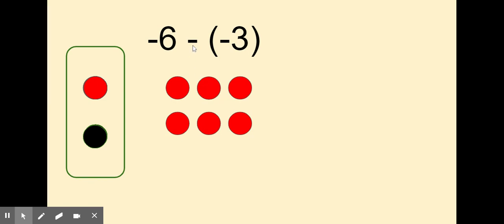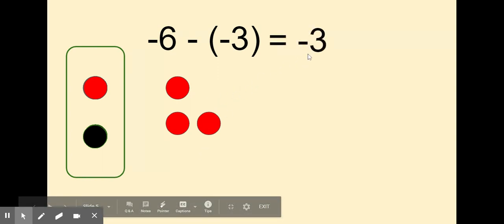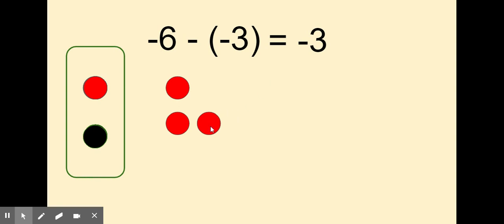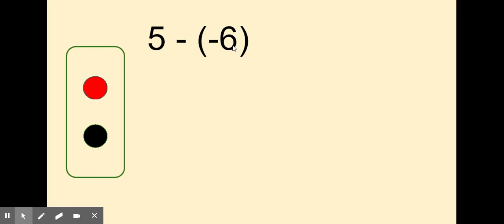Now this tells me to take away negative 3. Negative is represented by red, so I can just take away 3 red chips. Do I have 3 red chips? Yeah. There they go. And what's left is my answer. And because they're red, my answer will be negative. And because there's 3 of them, the number part is 3. Now, there are some tricks that we'll learn in the coming days, but for right now, I really want you to think about putting up chips, taking some away.